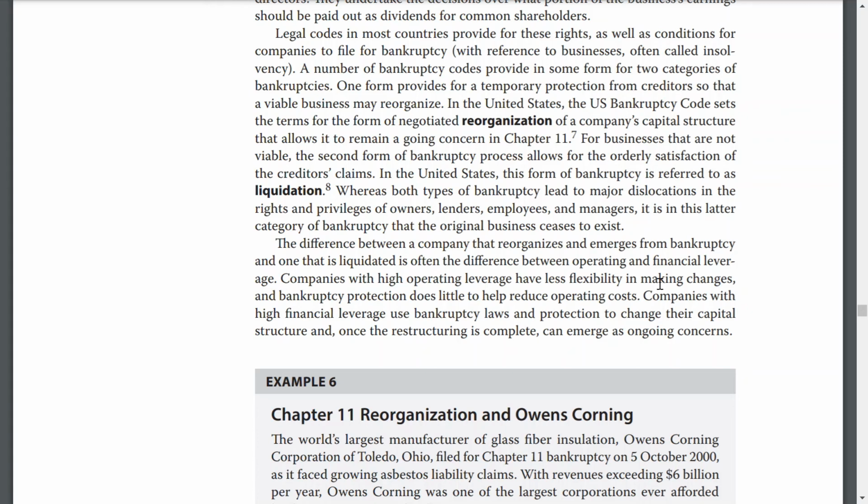The difference between a company that reorganizes and emerges from bankruptcy and the one that is liquidated is often the difference between operating and financial leverage. Companies with high operating leverage have less flexibility in making changes, and bankruptcy protection does little to help reduce operating costs. Companies with high financial leverage use bankruptcy laws and protections to change their capital structure, and once the restructuring is complete, can emerge as ongoing concerns.